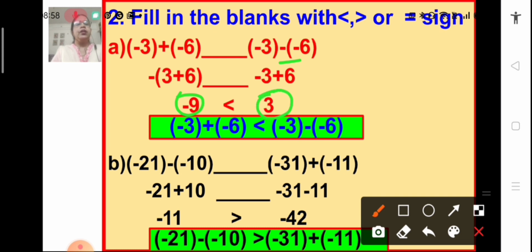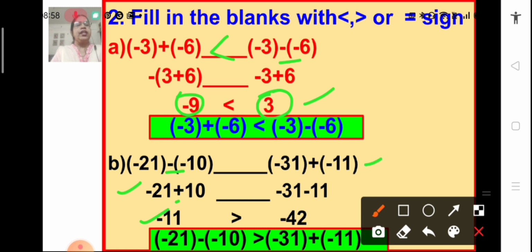So which one is bigger? Obviously positive 3 is greater than negative 9. So we can put the sign like this. Next B, negative 21 minus negative 10 on the left side. So negative 21 and these two signs become plus, a positive sign. So negative 21 plus 10. So the answer becomes negative 11.